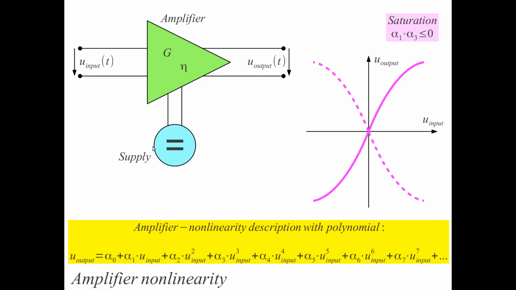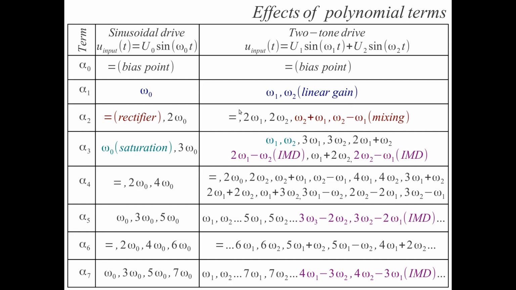If we look at further terms up to the polynomial and analyze the trigonometric functions we get out of here using the relationships within trigonometric functions, the alpha 4 gives us rectification that counters the rectification of alpha 2. It generates the second harmonic that actually reduces the second harmonic generated by alpha 2, but the new term here is the fourth harmonic.